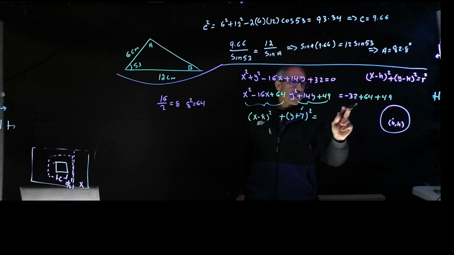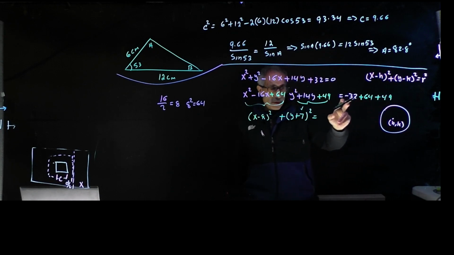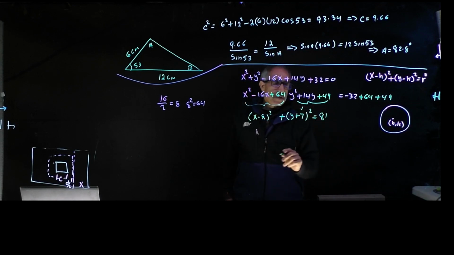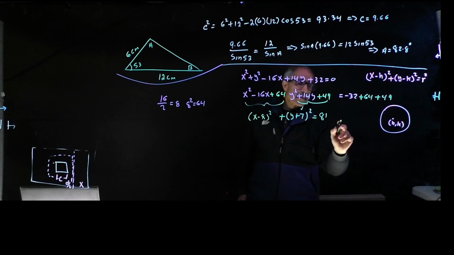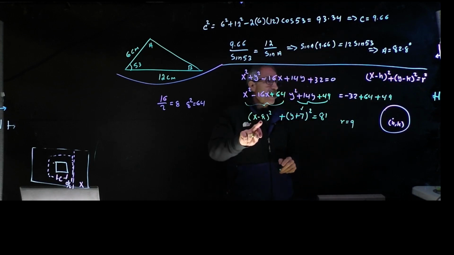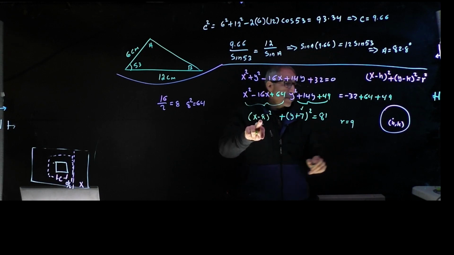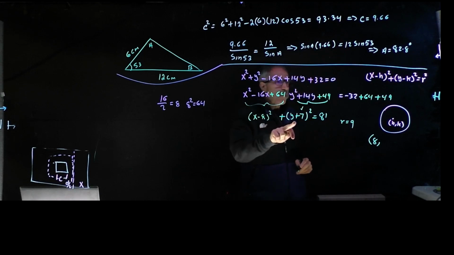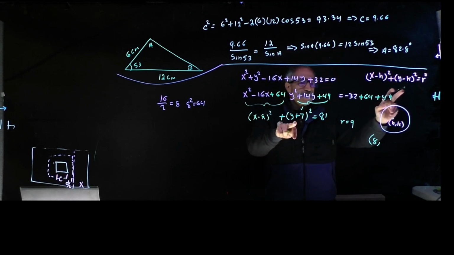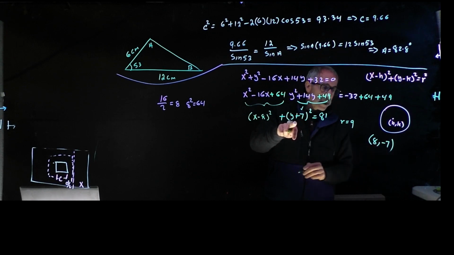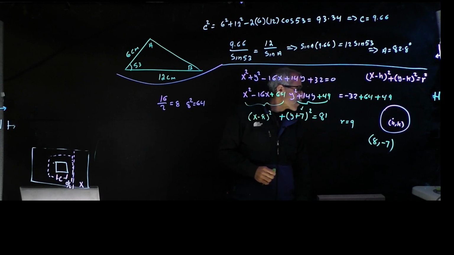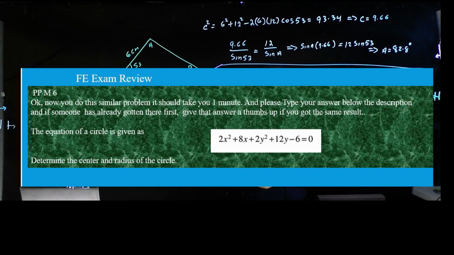And then if you add all that up, minus 32 plus 64 plus 49, that comes out to be 81, which is r squared. That means my r is equal to 9. And x minus h, my h is going to be 8. y minus 7, there's no minus here, so my k is minus 7 here. There's your answer. Okay, now it's your turn. Go ahead and see if you can solve that one.